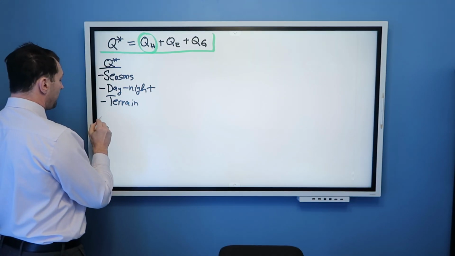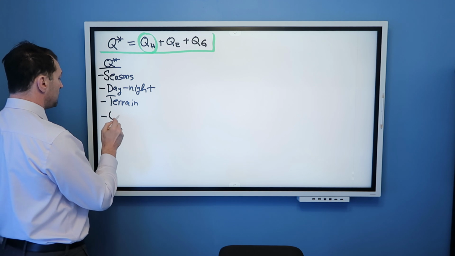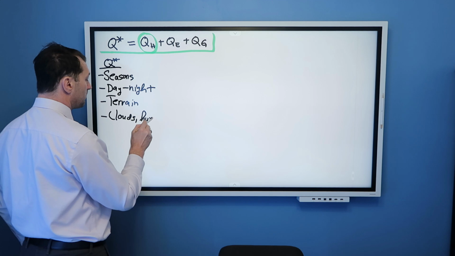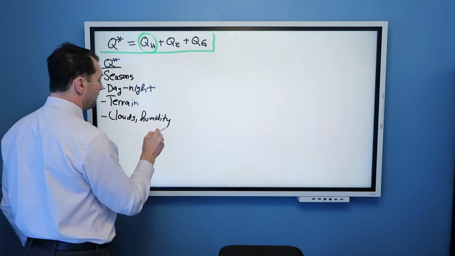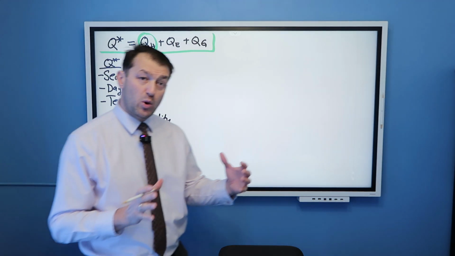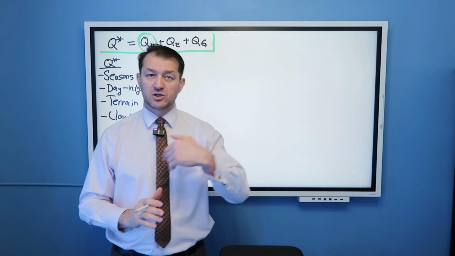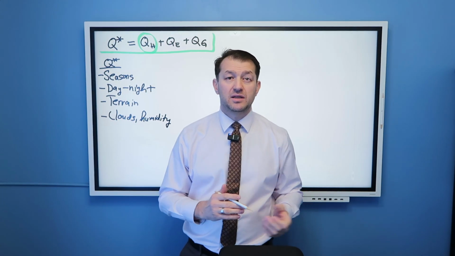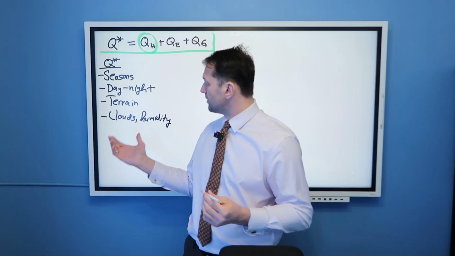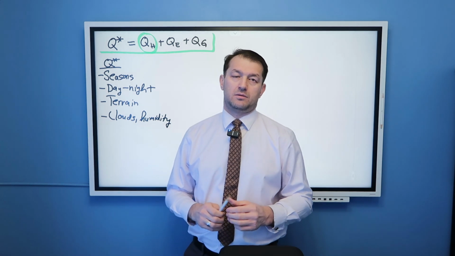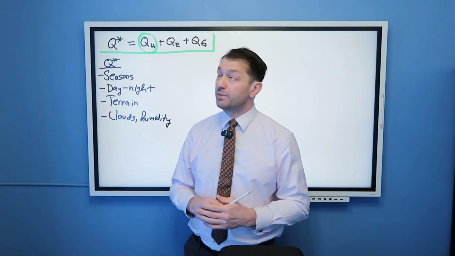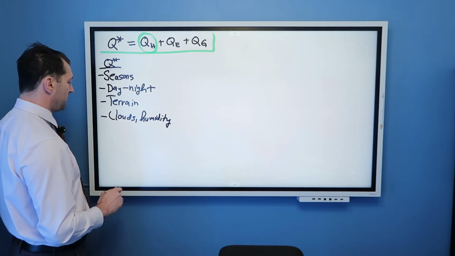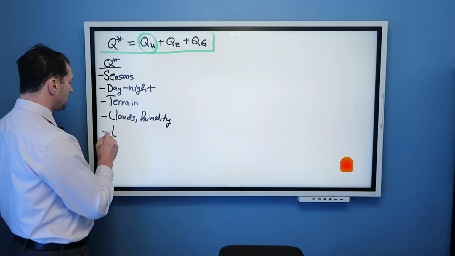Another factor that is affecting Q star is clouds. And I could say also humidity. First, clouds. Clouds are again white objects. They reflect a lot of incoming solar radiation. But clouds are also very good absorbers and emitters of long-wave radiation. Humidity, amount of water vapor in the atmosphere, predominantly affects long-wave radiation because water vapor is a very good absorber of long-wave radiation. And lastly, elevation.